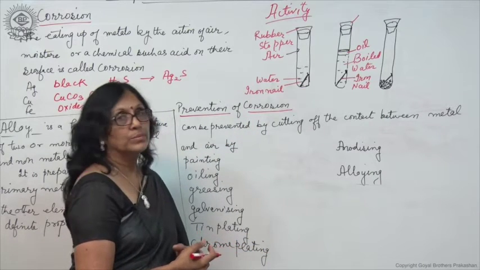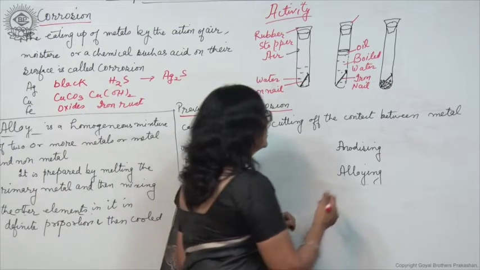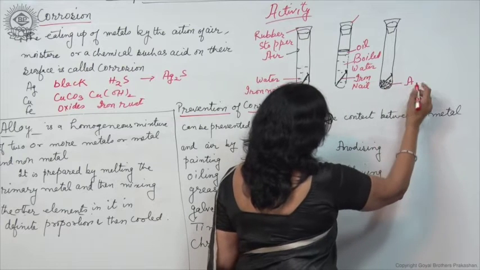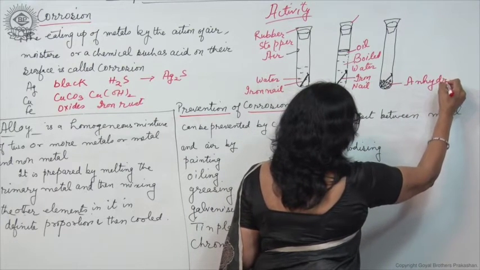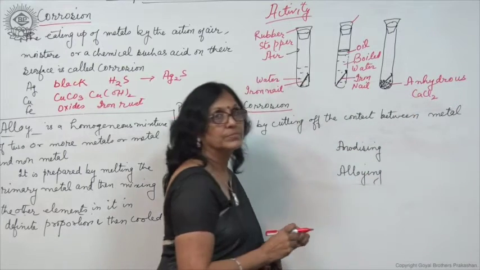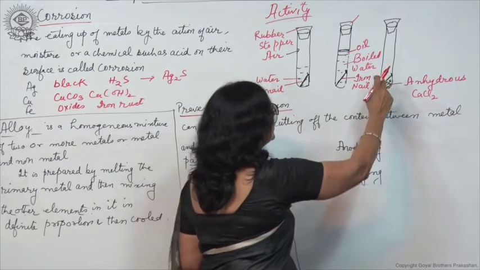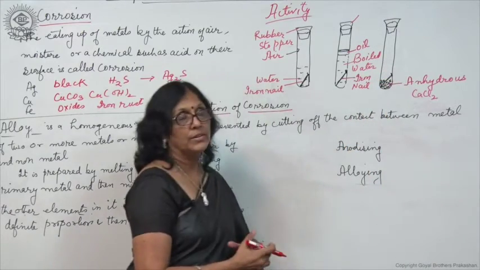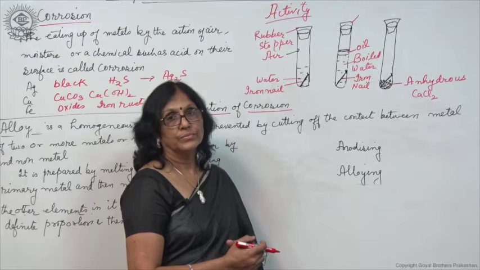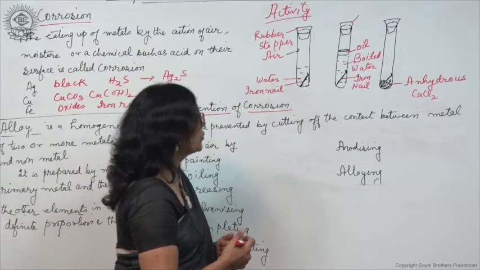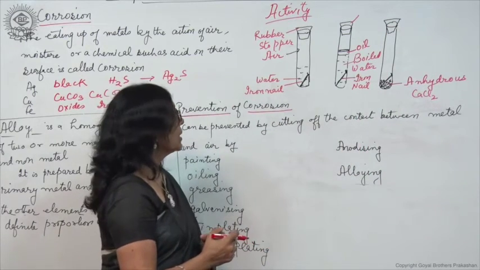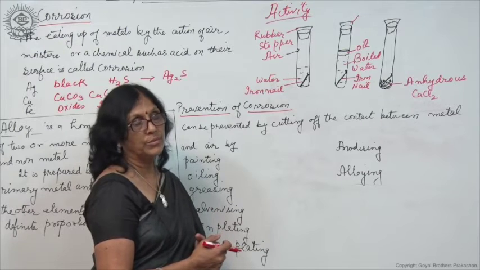In the third test tube, an iron nail is taken and it is partly filled with anhydrous calcium chloride salt. Anhydrous means dry. An iron nail is kept in this. Now, the function of calcium chloride is to absorb the moisture present in air. So, there is no moisture in this test tube, and this is also fitted with a cork, a stopper. These 3 test tubes are kept for some time.